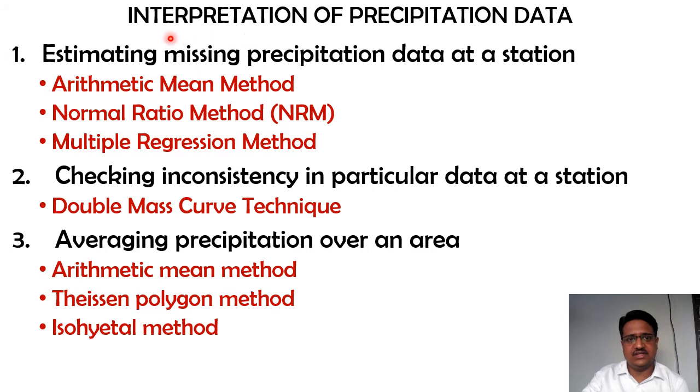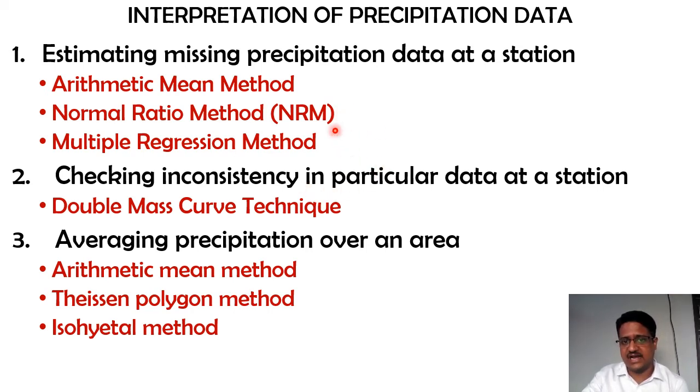In this interpretation we have three steps. One by one we'll go on, but the ultimate aim is to calculate the average precipitation over an area. The first two will be checks, or security measures, for making sure that the data we have collected and represented are accurate.